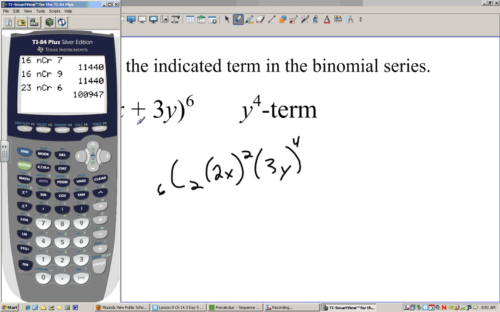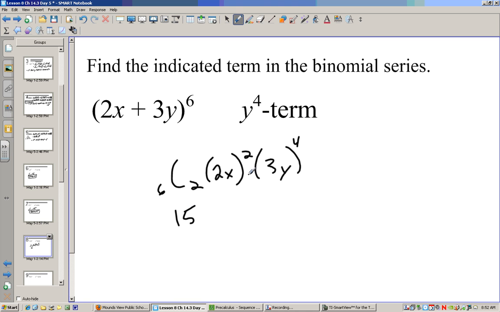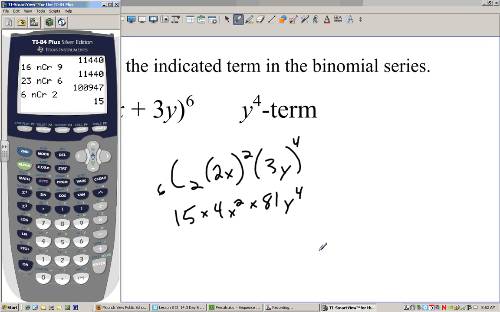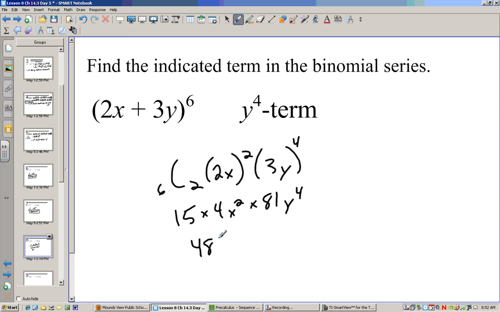So let's do 6 choose 2. So this is 15. 2 squared is going to be 4. X squared will just be x squared. 3 to the 4th is 81. Y to the 4th. Now we have to multiply all those together. So we have 15 times 4 times 81. 4,860 x squared, y to the 4th.